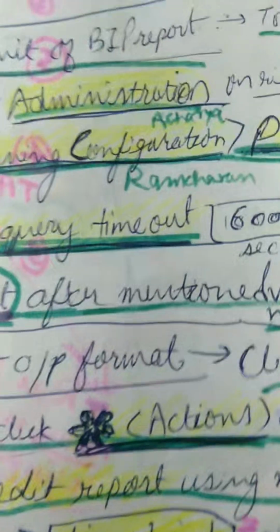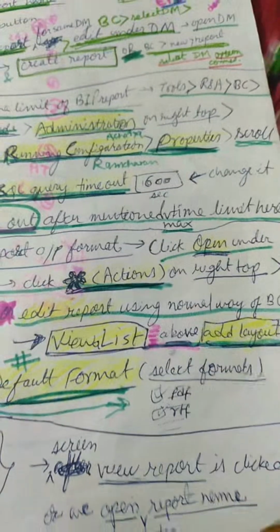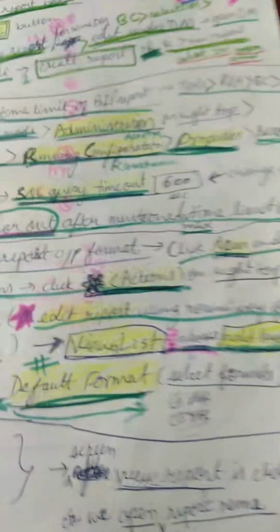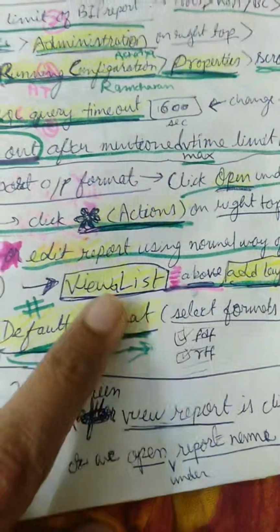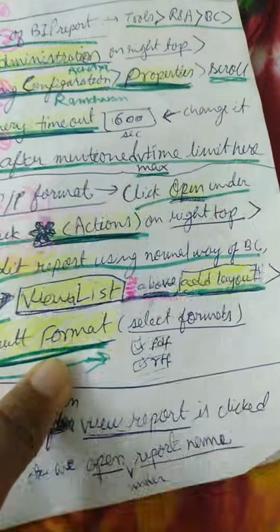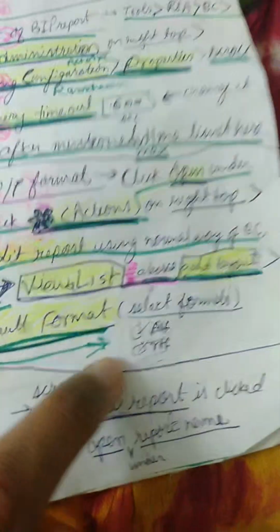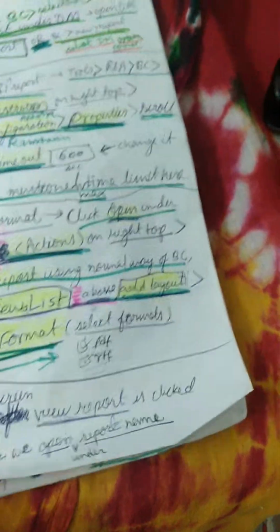Once you click on view a list, it will show me the default format section. It will show all the ones which are already checked, or whatever we want to change. So here the view a list button is present, and the default format, sorry, not layout, default output format. We can check whatever we want to show as default output formats.